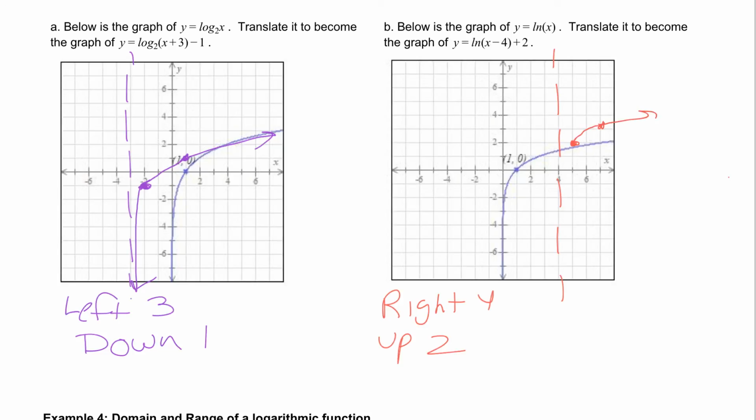So we can curve our graph this way, and then we're going to go down along that asymptote. If you have any questions on translations, please let me know.